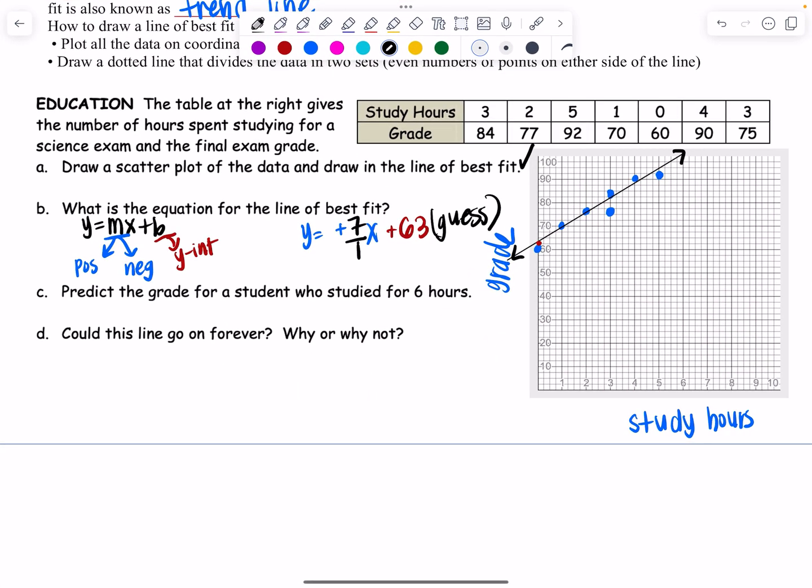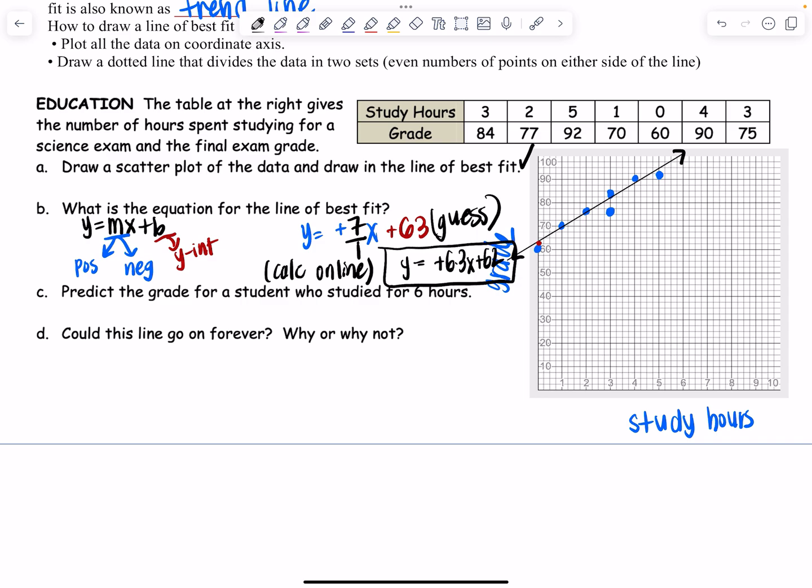So let's see how close we were. The actual calculated, so I'm going to do the calculator online, was y equals positive 6.3x plus 62. Okay, so the equation would be 6.3x plus 62, where you can tell my correlation is positive, so is my slope, and then my y-intercept is going to be 62, which is about where I crossed the y-axis.